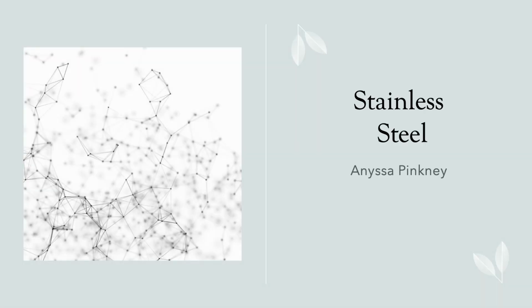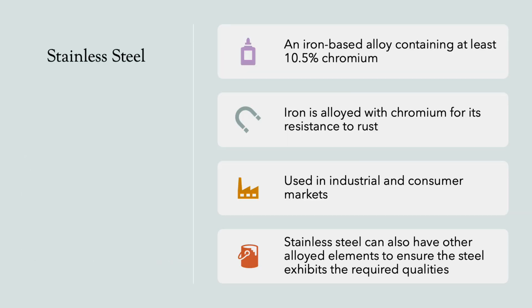Stainless steel. Stainless steel is an iron-based alloy containing at least 10.5% of chromium. Iron is alloyed with chromium for its resistance to rust. It is used in industrial and consumer markets, and stainless steel can also have other alloyed elements to ensure the steel exhibits the required qualities.